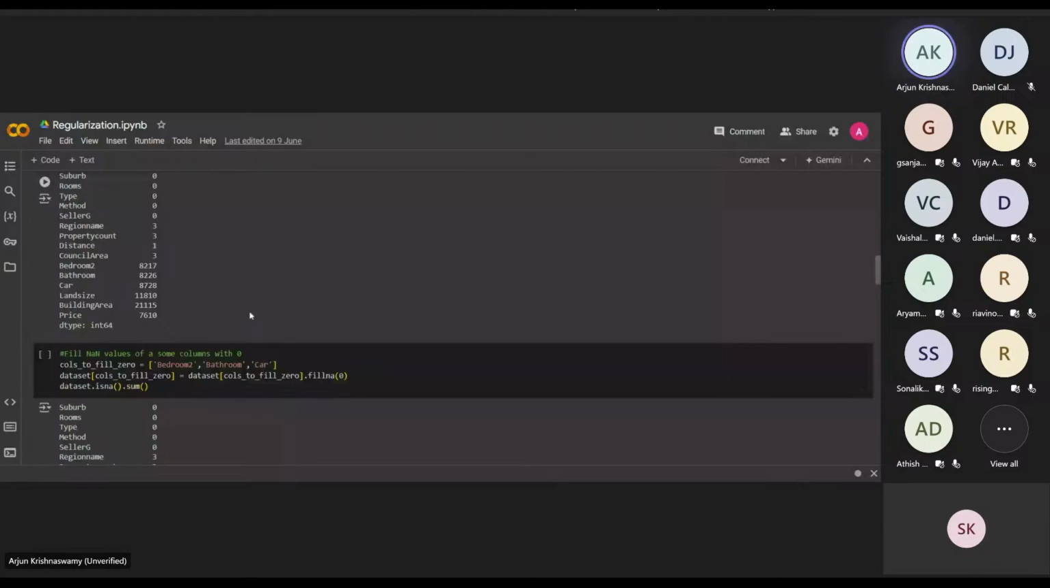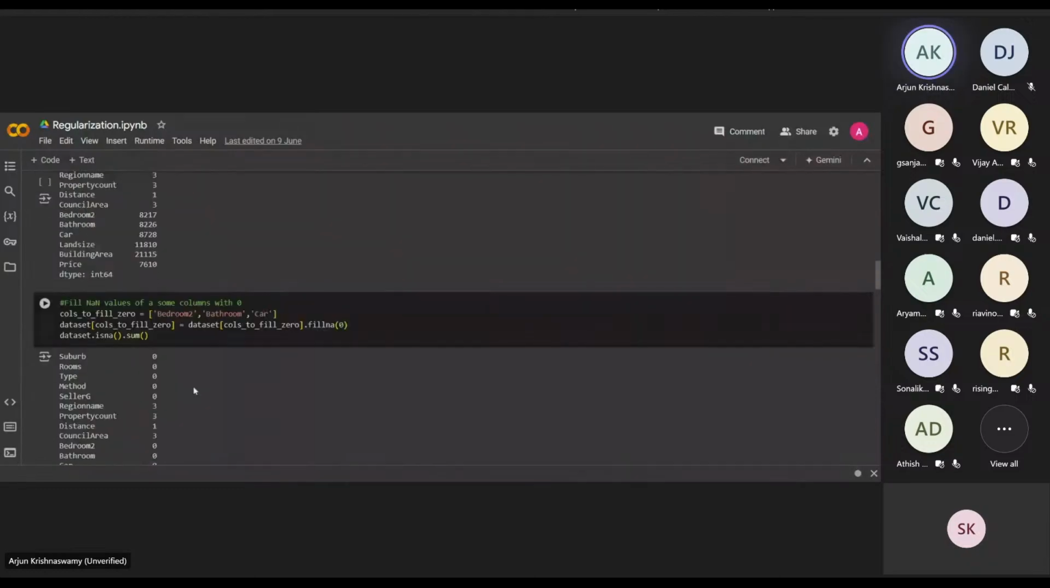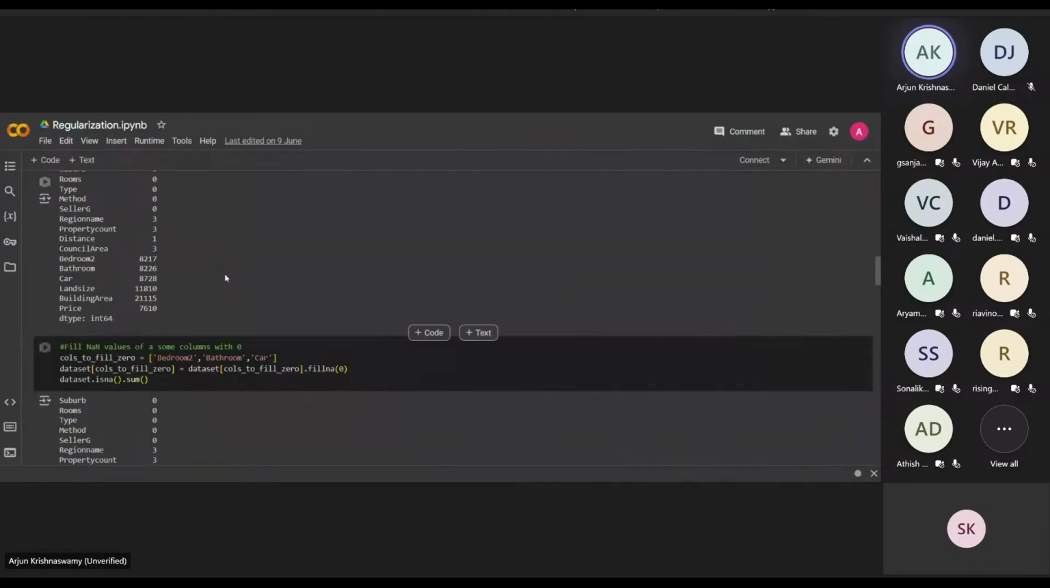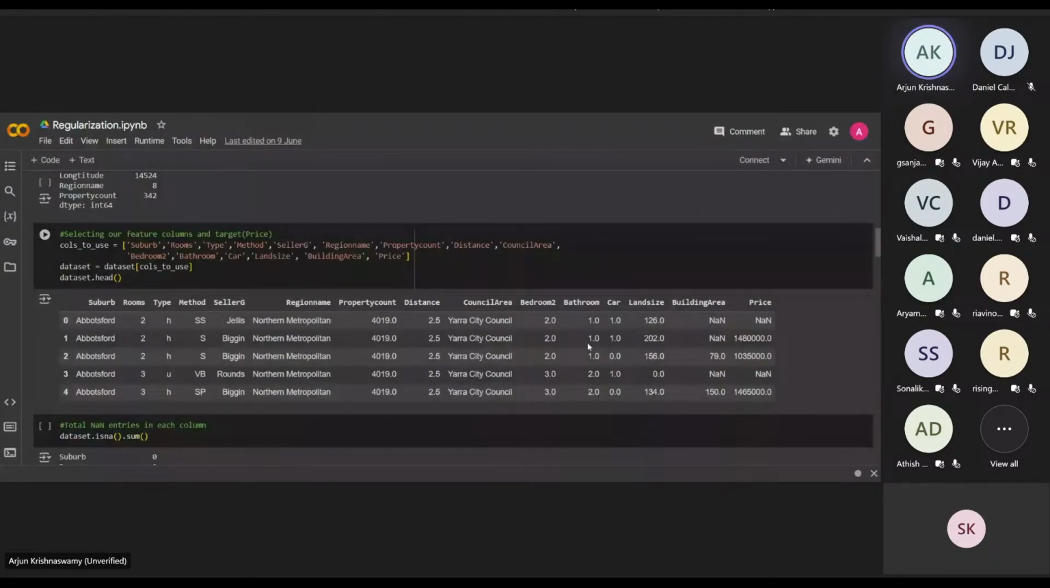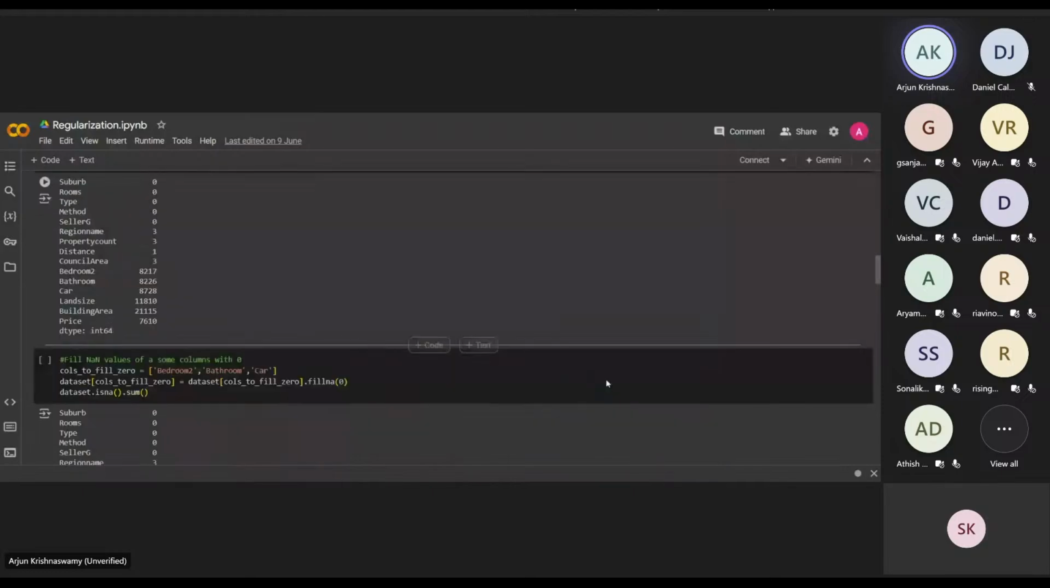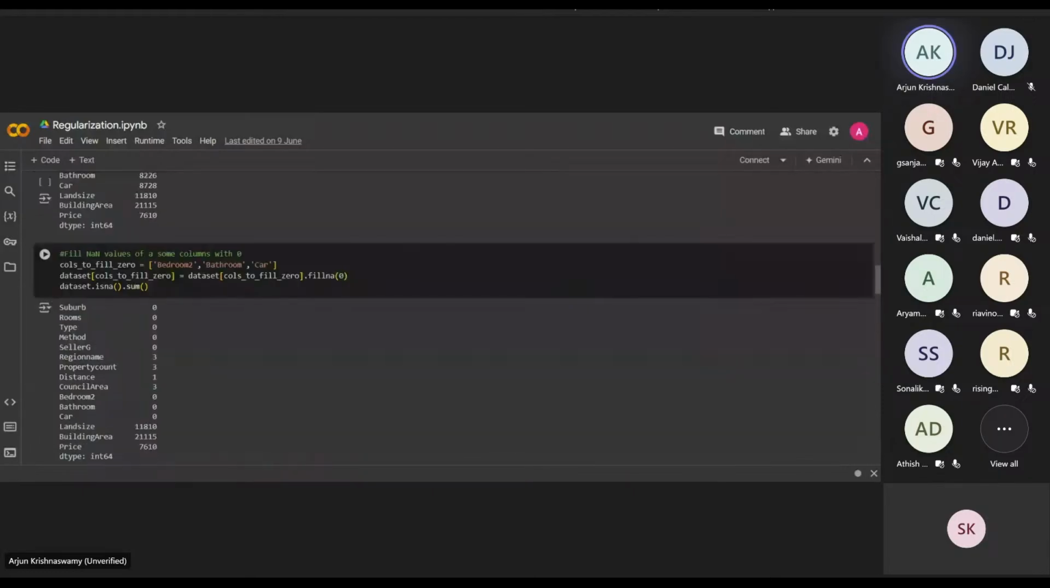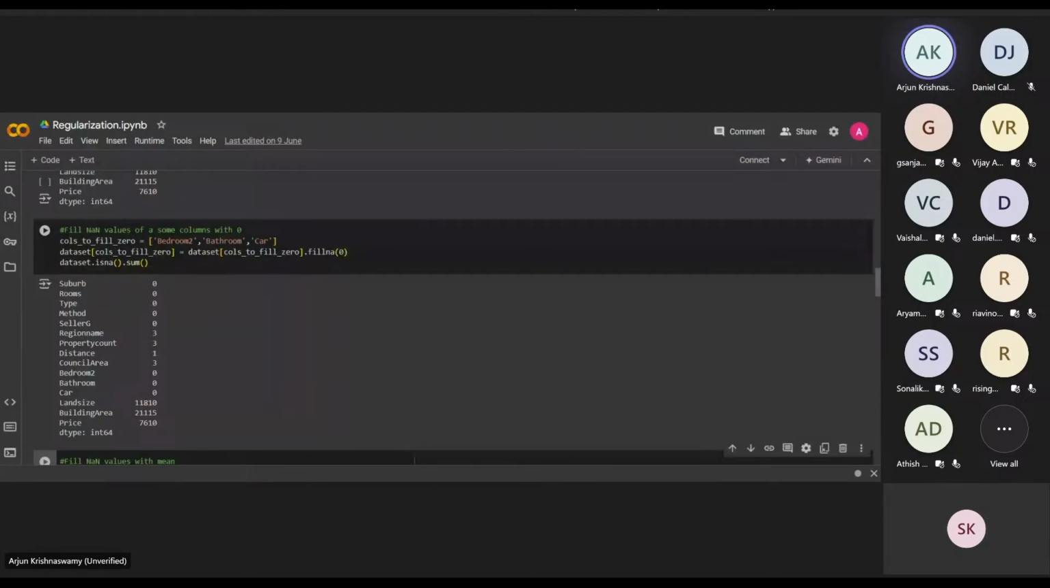So we choose to fill bedroom, bathroom, and car with zeros, like just zero. We can see that there are some values with car 0. So we fill these with 0. After that, we use dataset.fillna, and we can fill it with whatever number you want. Again, we experiment with it, and then whichever performs better, you choose that.